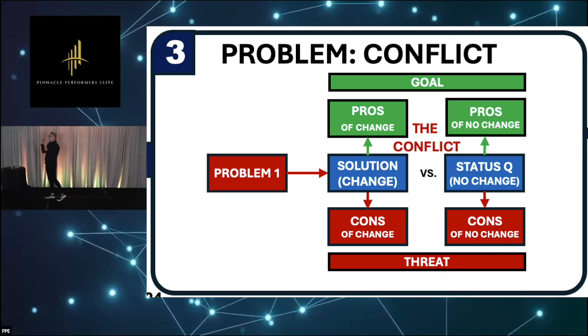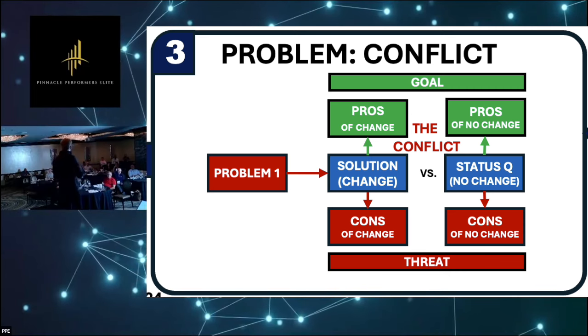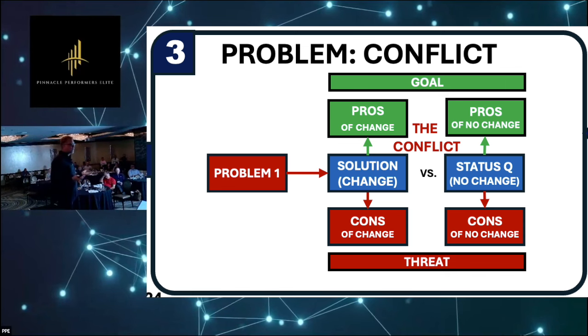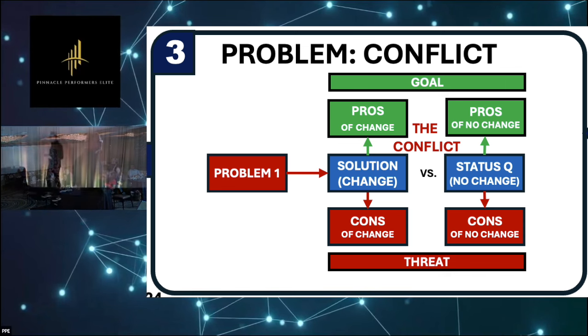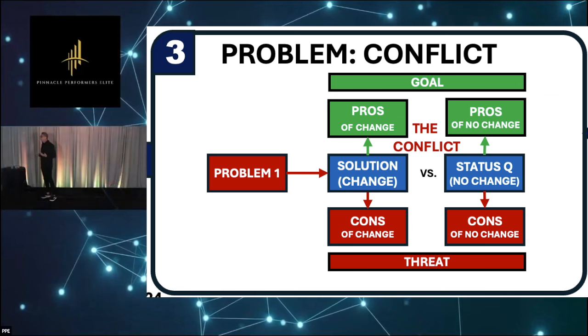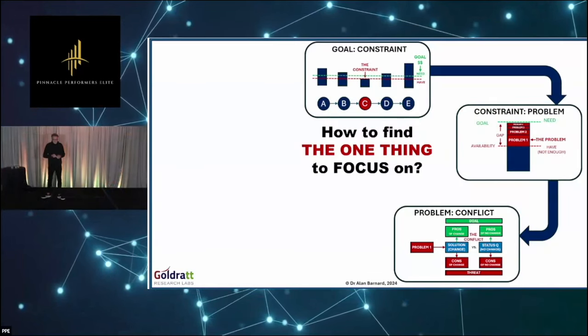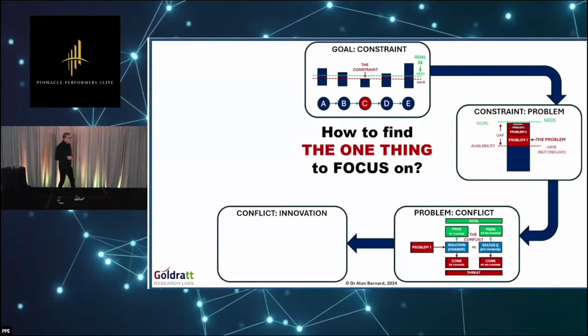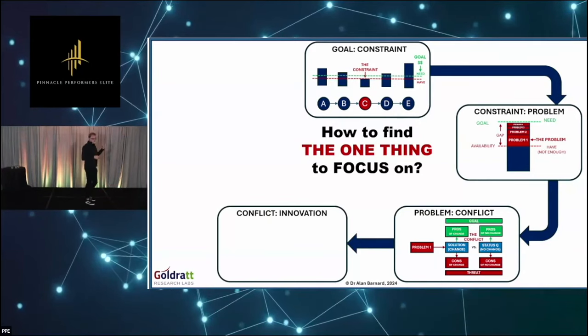Define the problem as a conflict. And until they resolve that conflict, they're stuck. There are pros and cons of each of those options. We don't get taught how to solve conflicts. We get taught how to compromise, pick options that have trade-offs. So that leads us to the next one-to-one pairing, which is conflict innovation.